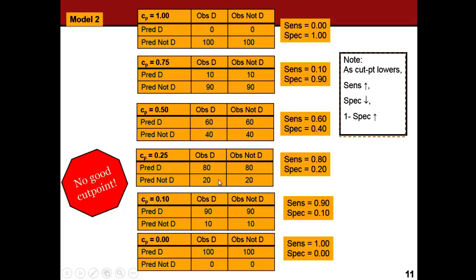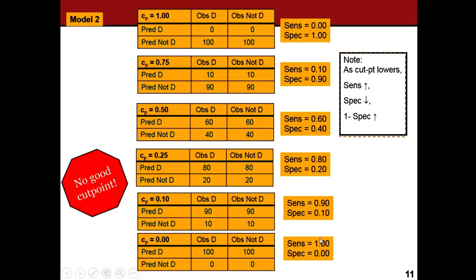And now at the next cut point, look at this. Okay, well, let's go down to 0.25. Now we've called 80 of the 100 cases, but we also made a mistake and we called 80 non-cases cases. So basically the model stinks. Every time it does something good, it does something bad. So it never quite gets off the ground, really, in terms of finding that sweet spot where it actually can make a good prediction.